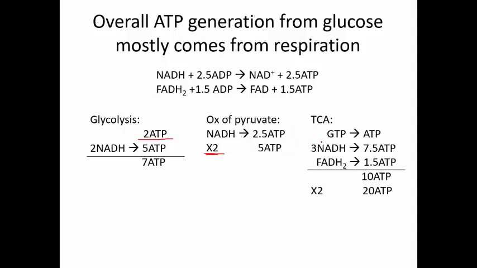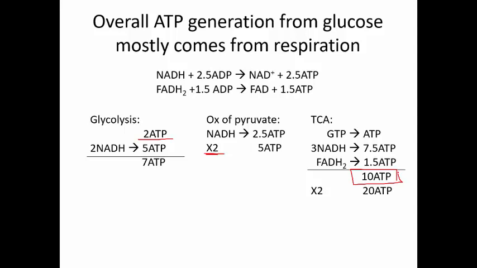The TCA cycle, we got, for going through the TCA cycle 1 time, so 1 acetyl-CoA, we took 1 GTP, which we can convert into an ATP. We made 3 NADHs and an FADH2, which give us 7.5 or 1 plus 1.5. So 1 round of the TCA cycle gives us 10 ATPs.